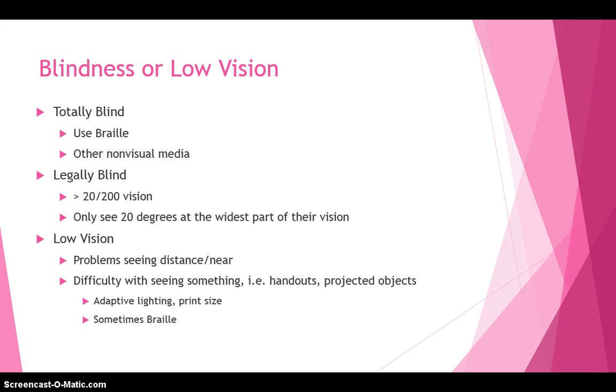And then there's low vision, which means that student has problems seeing things that are either far away or close to them, and they'll have difficulty with seeing something such as handouts or projected objects. And things that could be used to help those students are adaptive lighting or changing the print size, and in some cases using Braille.